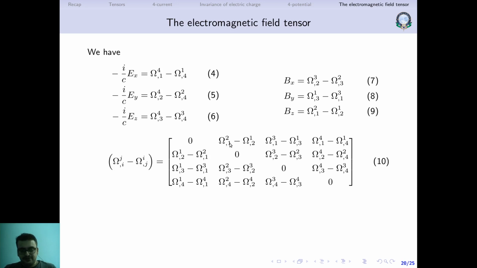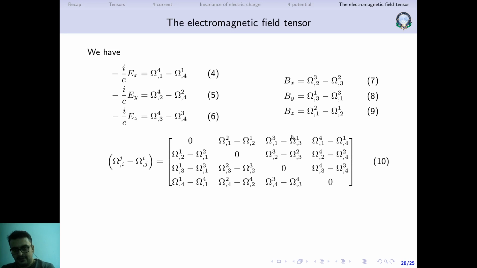So first we have omega 2 comma 1 minus omega 1 comma 2. So we'll just search here. Where is omega 2 comma 1 minus omega 1 comma 2? We find it over here. Omega 2 comma 1 minus omega 1 comma 2. Okay, so that means this quantity is nothing but Bz. Okay, Bz comes over here.